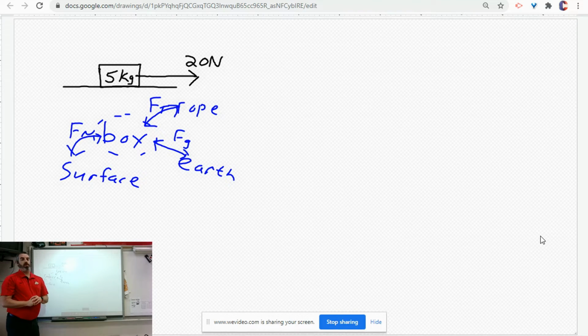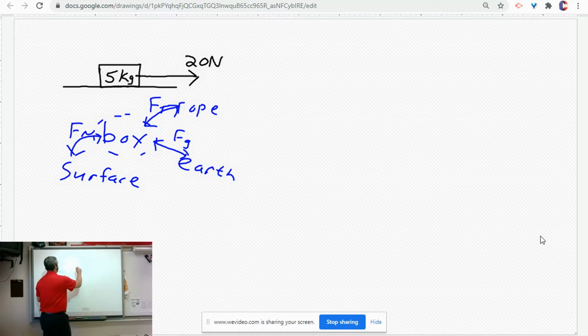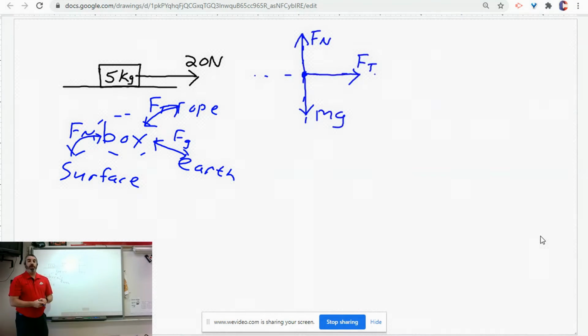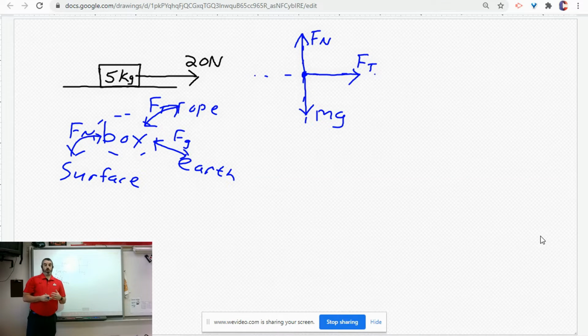So we have the earth, the rope, and the surface all exerting forces on them. The earth is gravity, tension force by the rope, and a normal force from the surface. So now we're ready to draw our free body diagram. So we change the gravitational force to mg because we're on Earth, so we can calculate the gravitational force by doing mass times g. So we've drawn our free body diagram.